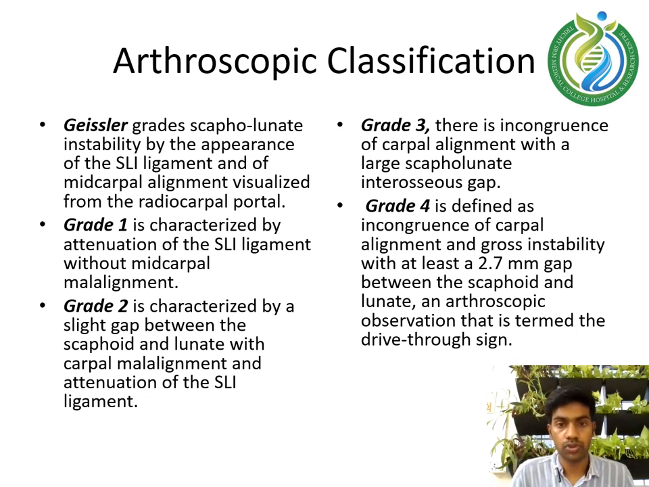We are going to discuss the arthroscopic classification, which is done by Geissler, which is further divided into four grades. Grade 1 is characterized by attenuation of the SLI ligament without midcarpal malalignment. Grade 2 is characterized by a slight gap between scaphoid and lunate with carpal malalignment and attenuation of the SLI ligament. Grade 3, there is incongruence of carpal alignment with a large scapholunate interosseous gap. Grade 4 is defined as incongruence of carpal alignment with gross instability, with at least a 2.7 mm gap between the scaphoid and lunate. An arthroscopic observation termed the drive-through sign is seen in grade 4.